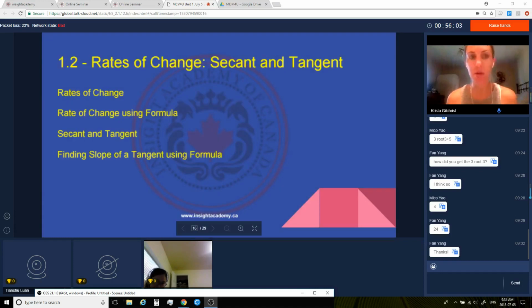So the next thing we're going to talk about is this section right here, 1.2, rates of change. We're going to talk about something called a secant and a tangent, okay? So the topics for this particular lesson include rates of change using a formula. We're going to learn about a secant and a tangent, and then we're going to find the slope of the tangent using a specific formula. Okay, so those are just the topics that we're going to cover in this particular lesson.